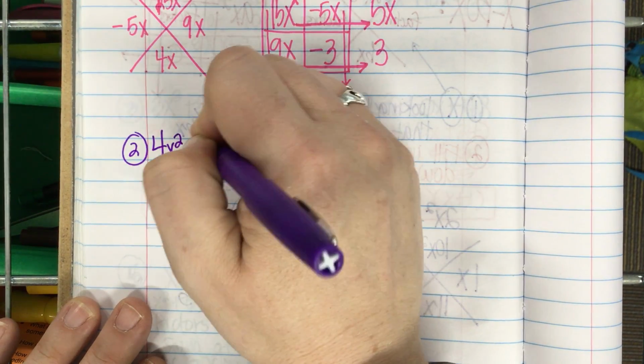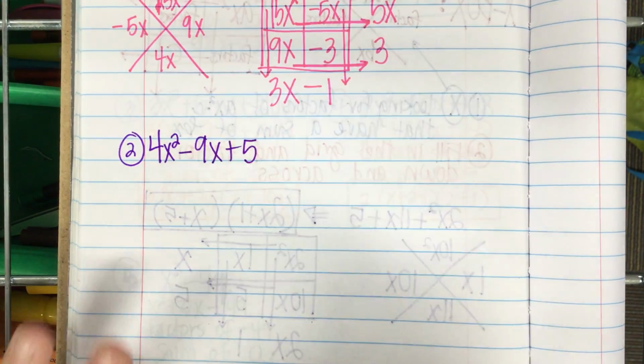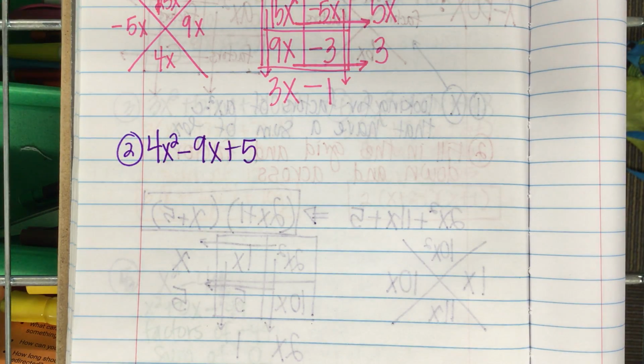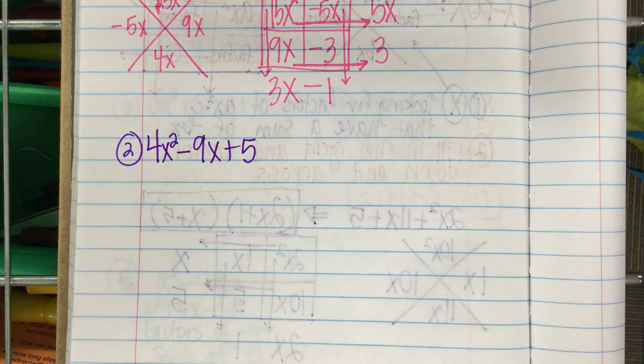4x squared minus 9x plus 5. Again, drawing that x is organizational. It has no mathematical part to it. It's just to organize you. If there is an a value, or even if there's not an a value, because if there's no a value, it's 1. So a times c. We look for factors of a times c.